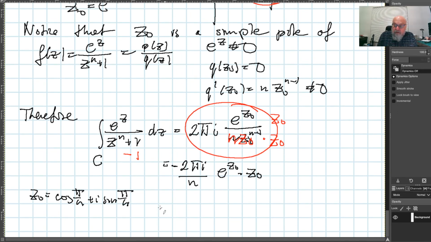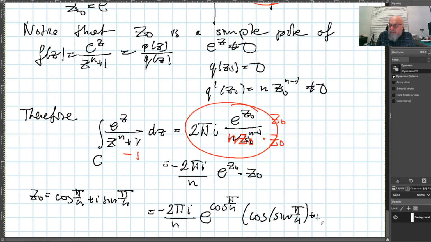So let me rewrite this answer. This is minus 2 pi i divided by n, and then you have e to the power cosine pi over n, cosine of sine pi over n plus i sine of sine pi over n, times, clearly I have no space, times, and I write it down, cosine pi over n plus i sine pi over n.